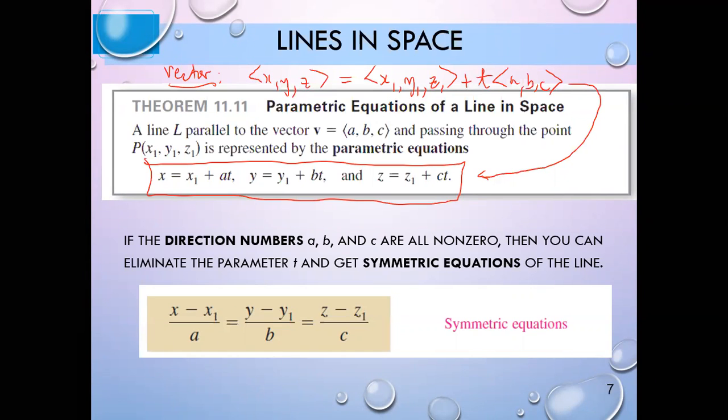Distribute the T through and say, well, X has to be X1 plus AT. And then from this, you got the symmetric equations by doing what? Solving for T. Yeah, by solving for T. And you might say to yourself, those symmetric equations feel sort of mysterious, like there's two equal signs. What's going on? Well, essentially when you have the symmetric equations, I get to choose one of the variables, like Z, for instance.